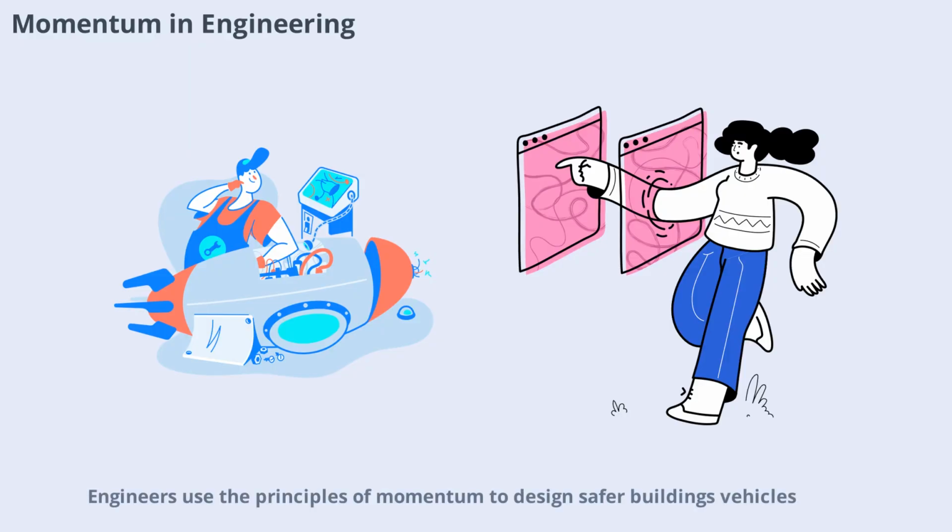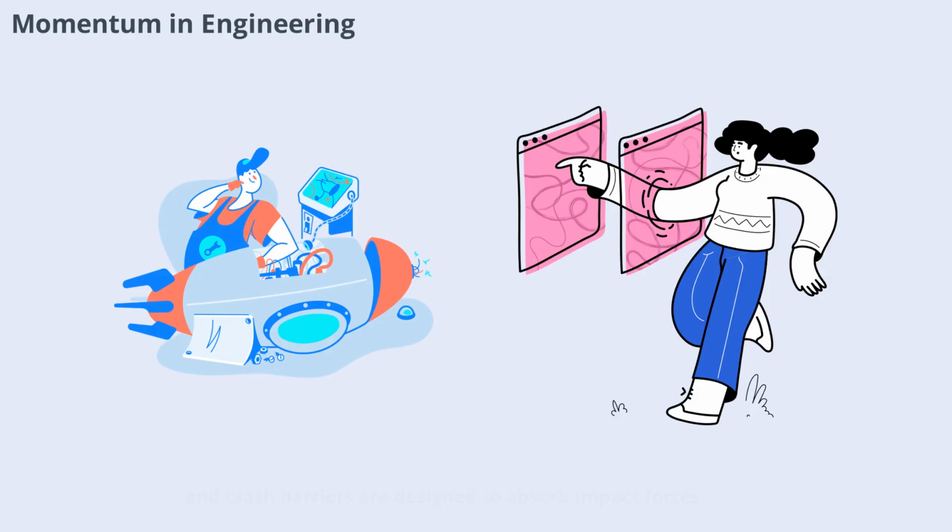Engineers use the principles of momentum to design safer buildings, vehicles, and machines. For example, bridges are built to withstand the momentum of moving vehicles, and crash barriers are designed to absorb impact forces. Understanding momentum helps engineers create structures that are both efficient and safe.